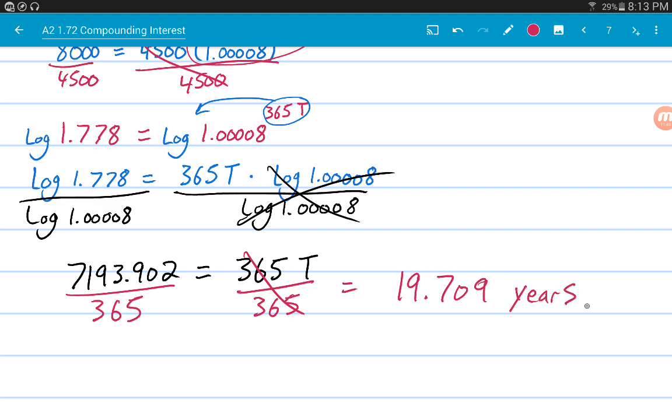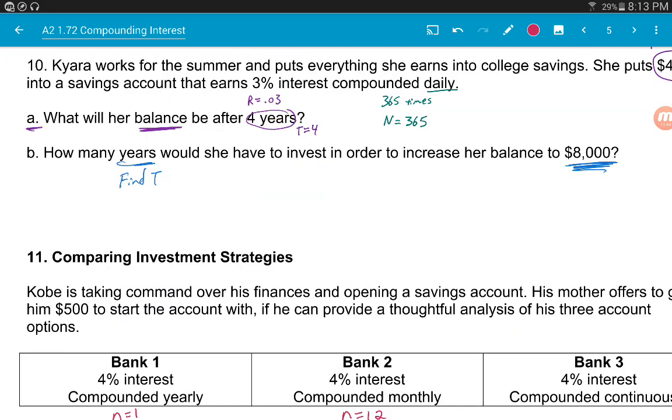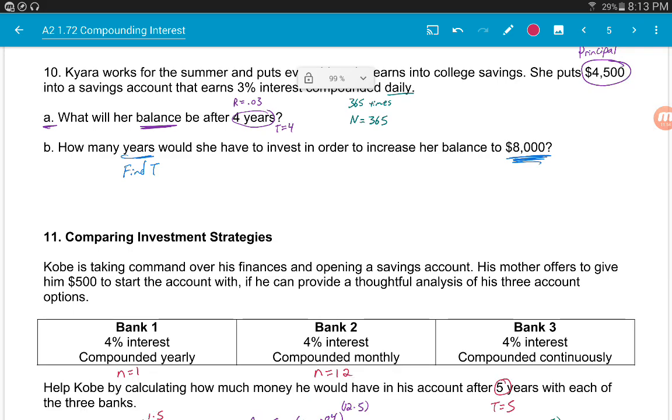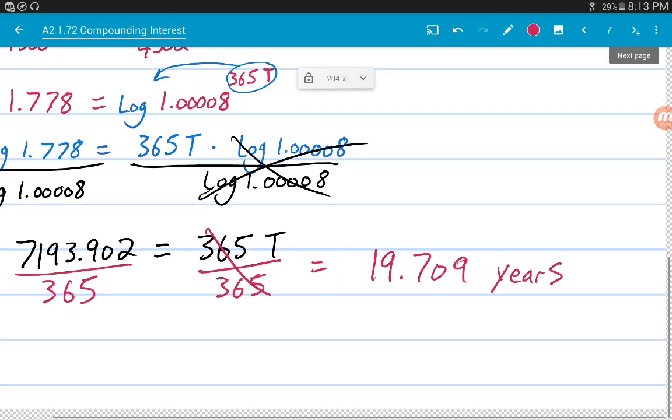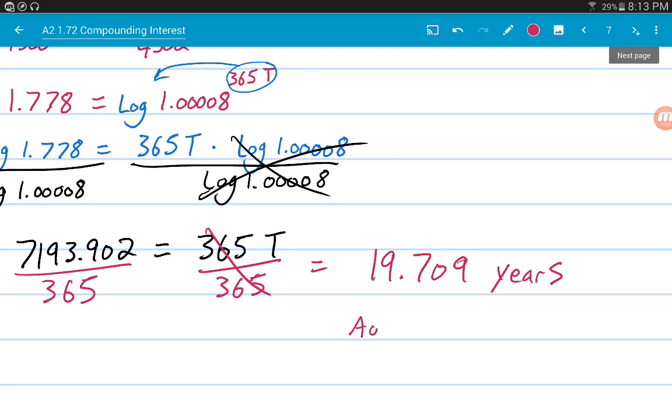And that is years. Let me see if the question specified how to round. It does not specify how to round, so here's what I'll do. I'll leave that number, but I will also switch it to a number that makes sense, and I'm going to write about 20 years. And I'll just box them both.